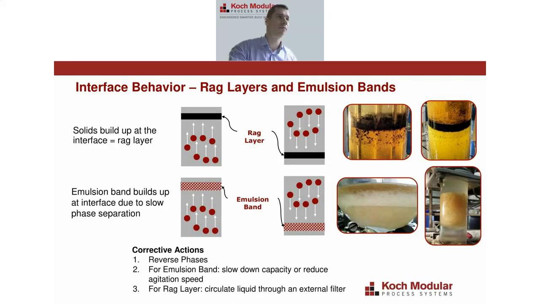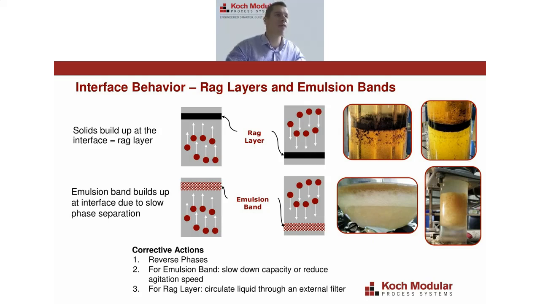A couple of things that can happen right at that controlled interface in an extraction column are rag layers and emulsion bands. Rag layers are essentially just where solids build up at the interface. An emulsion band, or sometimes it's called a dispersion band, is essentially where you have droplets forming and building up at that controlled interface due to slow phase separation.